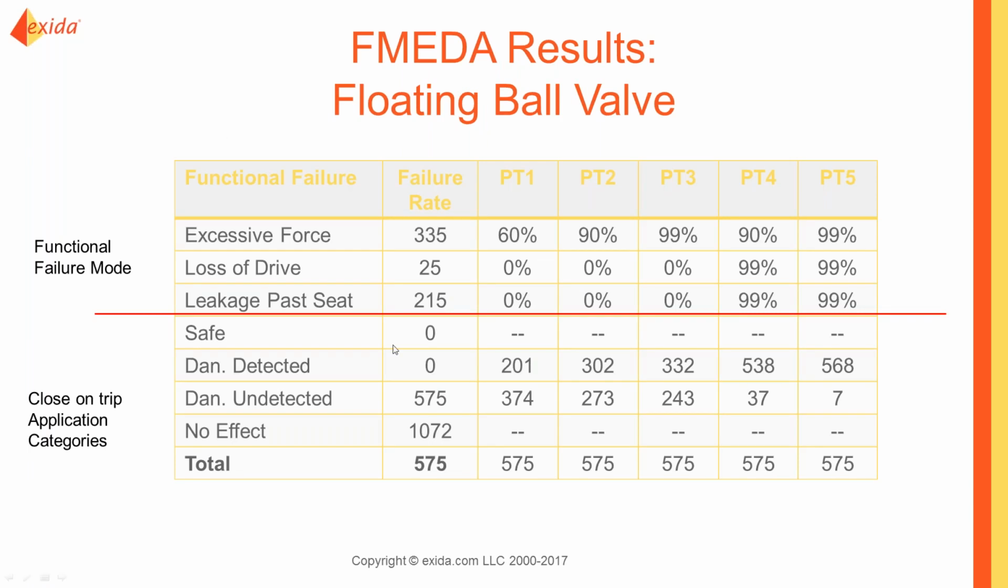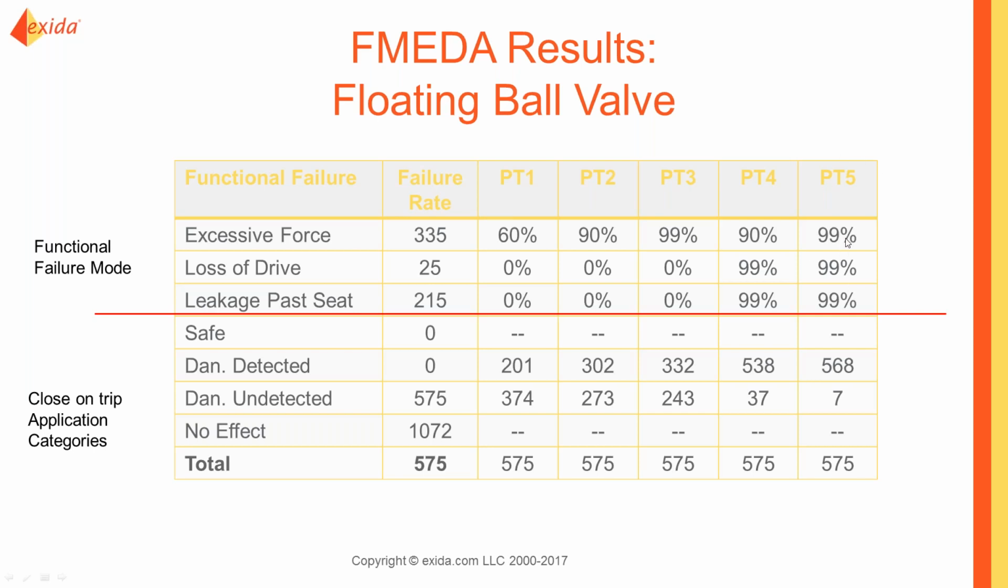failure rate down here is 575 FITs, but that breaks down, if we look at it from a functional mode, between failures that are going to require excessive force to move the valve, failures that are a loss of drive, and failures that are leakage past the seat. Then what we can do when we have that, we can say, if we take our 5 proof tests, so over here, this is the most complete.